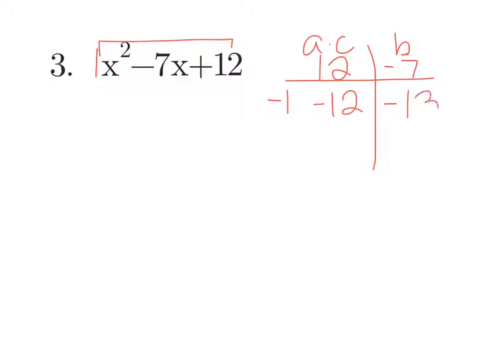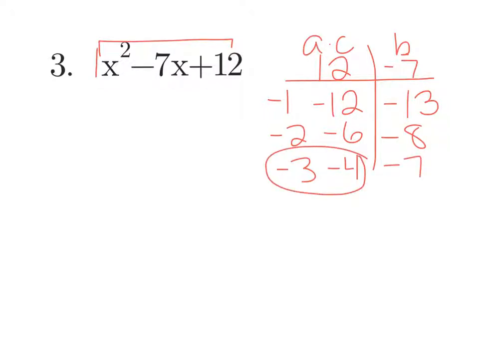And that would be negative 13, which is not what I want. So we're going to go negative 2 and negative 6. You multiply them, I get a positive 12. When I add them, I get negative 8. That's not what I want. Now let's try negative 3 and negative 4. Multiply them, I get positive 12. When I add, I get a negative 7. So these are the two I want. So now I'm going to replace my negative 7x. So we have x squared minus 3x minus 4x plus 12.